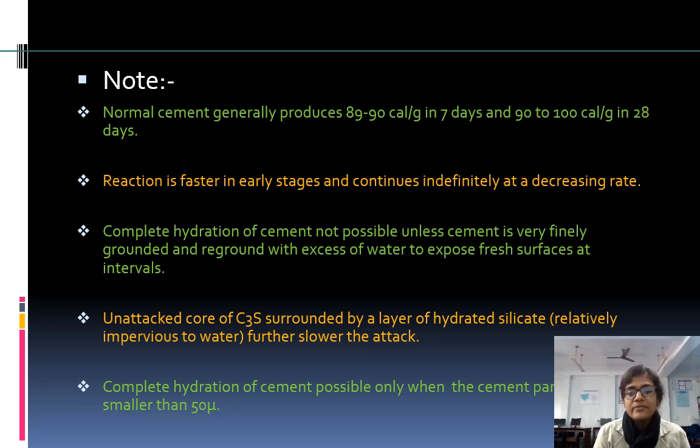Therefore, if complete hydration is not possible, what is the result? There is a core of C3S surrounded by a layer of hydrated silicate. Since complete hydration is not possible, the C3S is unattacked. Why is water not able to attack it? Because there is a layer of hydrated silicate which is impervious to attack, so it further slows the attack. This is also one of the things which relates to why the graph is going down and there is an indefinitely decreasing rate, right?